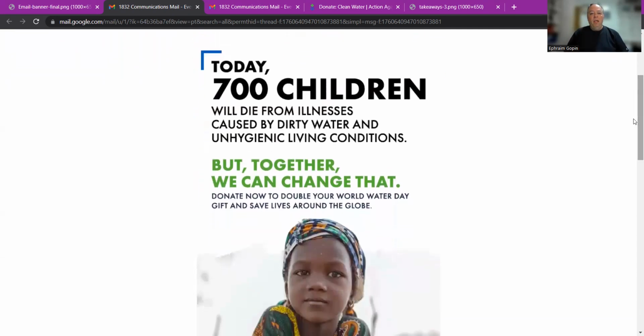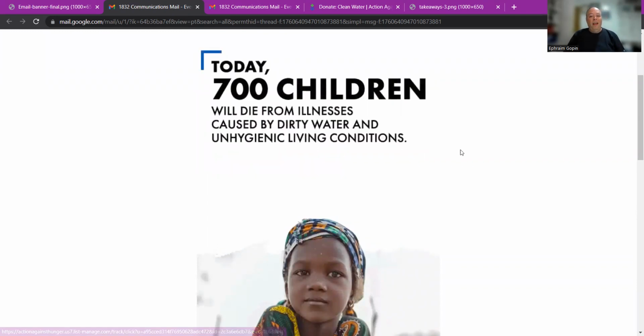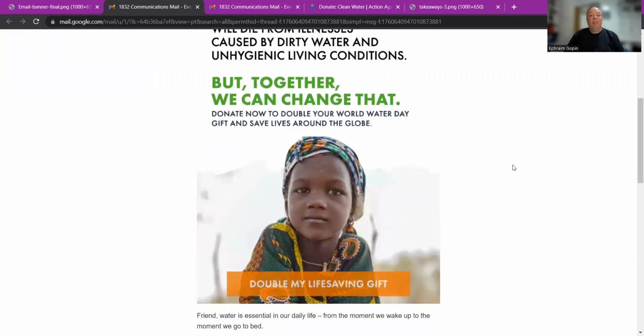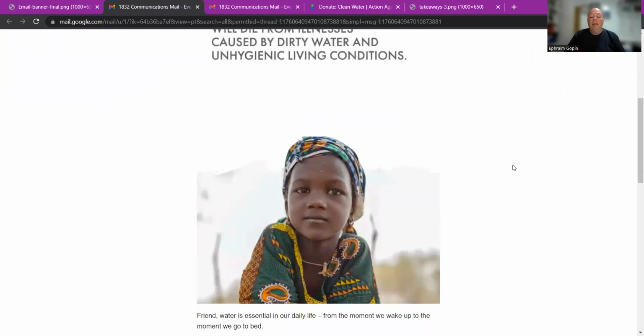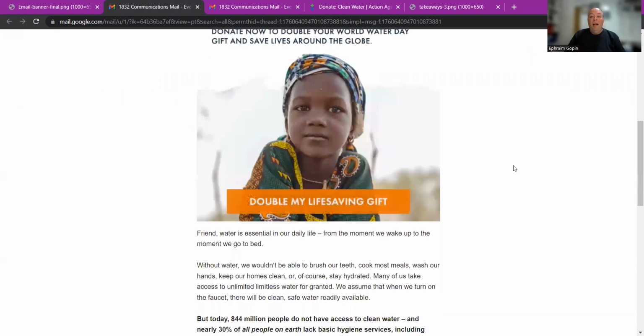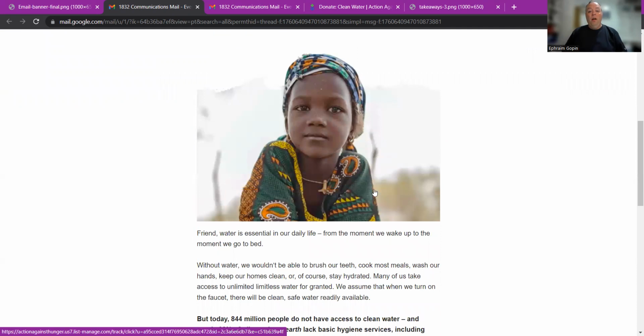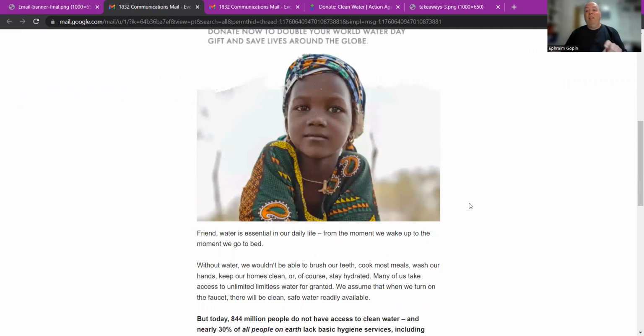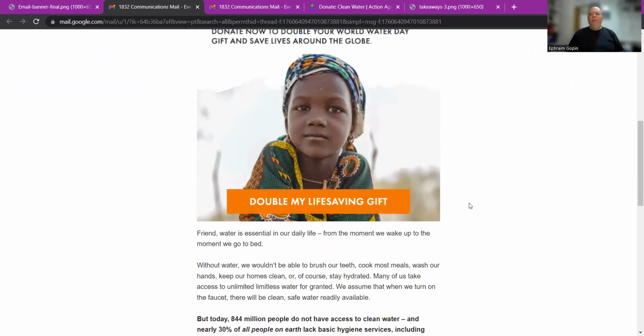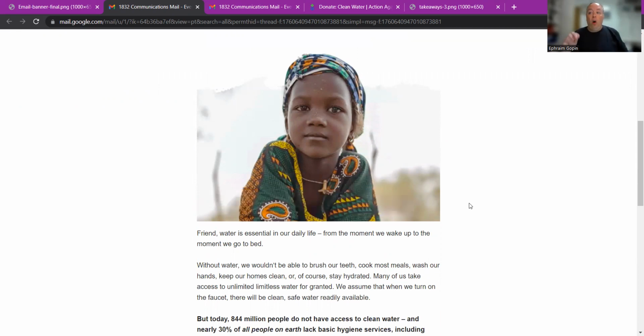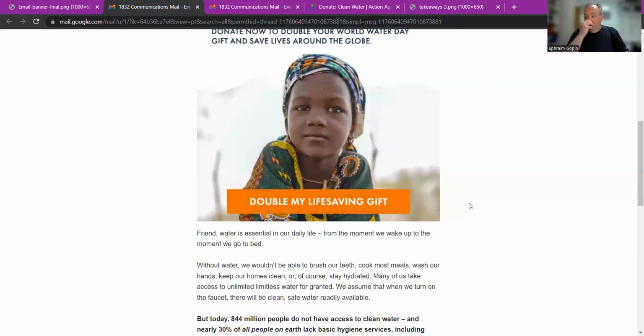The email itself: today, 700 children will die from illnesses caused by dirty water and unhygienic living conditions. But together we can change that. Donate now to double your World Water Day gift and save lives around the globe. And they have this picture, which definitely captures the attention of the subscriber, and they add "double my life-saving gift" as the call to action. Matching campaigns do work, so this is a good call to action. The color of the call to action button definitely stands out.